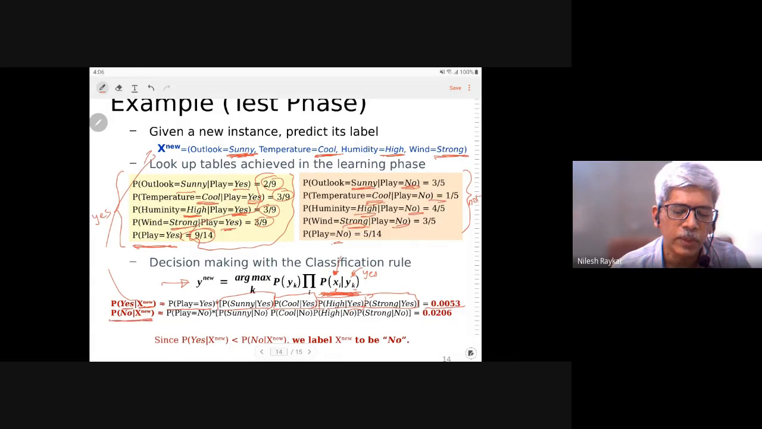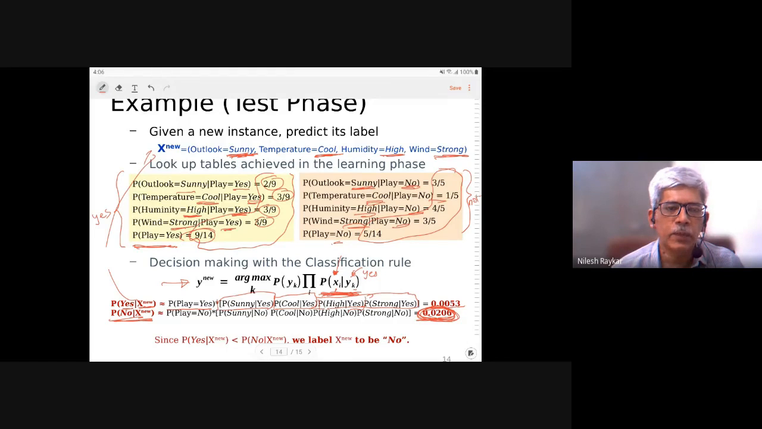And the probability for no is a product of all the right hand side terms, and it comes out to be 0.0206. As we can see, this number is higher. So that means the probability of not playing on this particular combination is higher. So that is how we say that for the given pattern, the classification label becomes no. On this day, the model will predict that one would not play tennis.